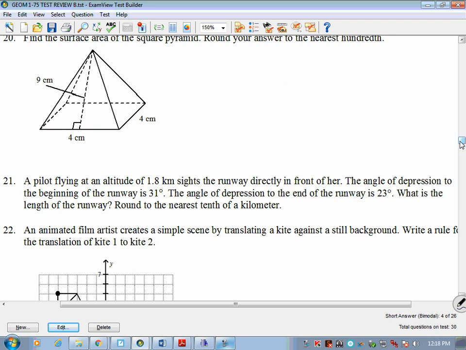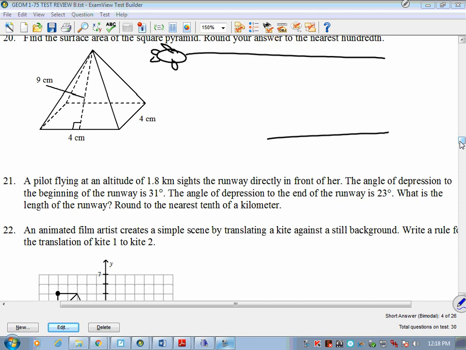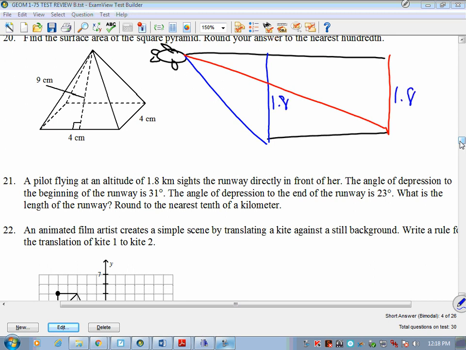All right. So we have our plane in the air, and it has a line of sight. Down here, I have my runway. He's going to look down and see the beginning of the runway. He's going to look down and see the end of the runway. The question is how long is the runway itself? Now, he's 1.8 kilometers in the air. So that height is the same on both of those, but the angle of depression is different.